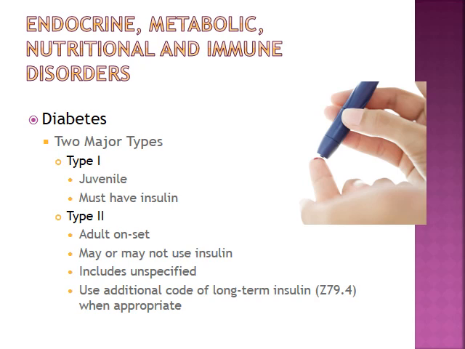This type of patient may be documented as IRDM, insulin-requiring diabetes, or IDDM, insulin-dependent diabetes. If a patient is on insulin, a second code for long-term insulin, or Z79.5, should be assigned.